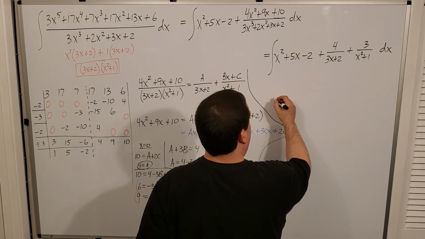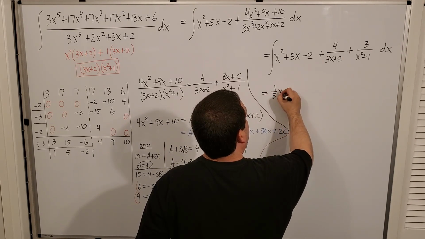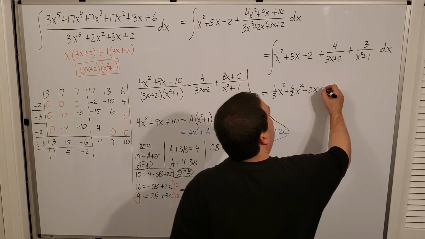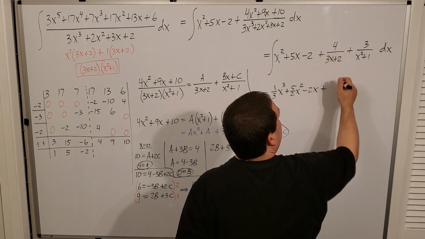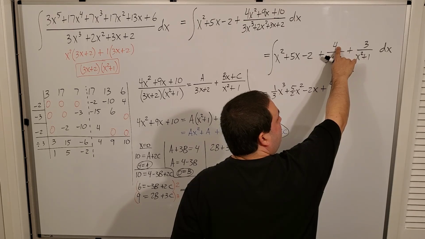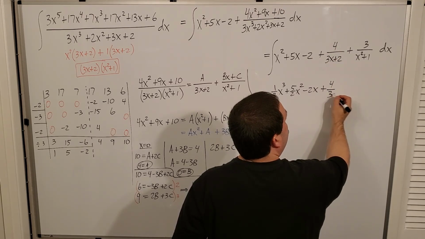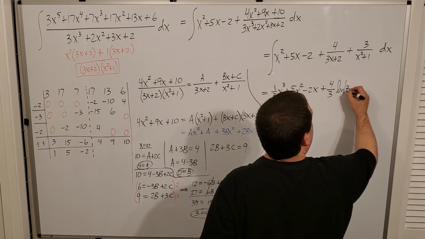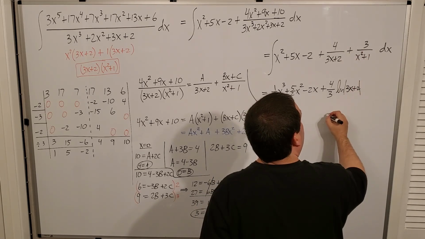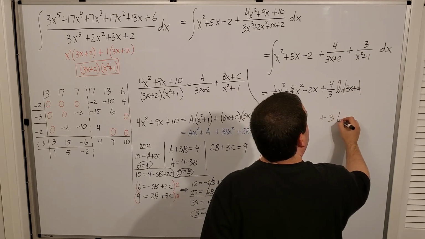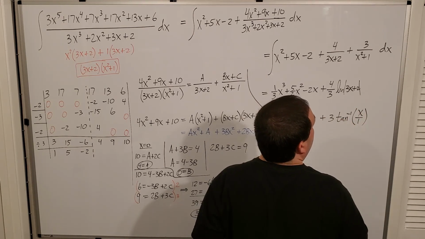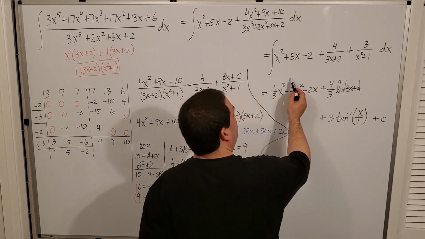Right? So final answer here, 1/3 x cubed plus 5 halves x squared minus 2x plus, now be careful, the 4 is along for the ride, the inside derivative is 3, and I would have to accommodate that with a substitution, so you'd end up dividing by 3. ln absolute value 3x plus 2. I don't have enough room left on the line there, so I'll have plus 3 arctangent of x over 1. I guess I could just put x, sorry, plus C. Okie dokie.